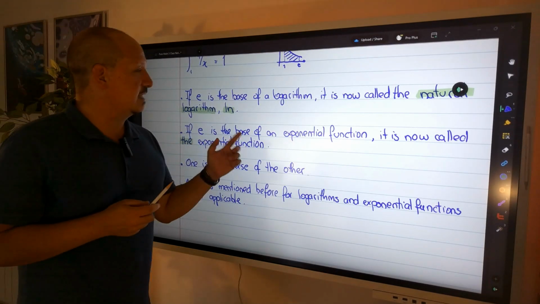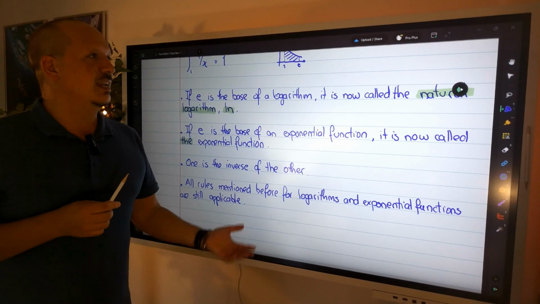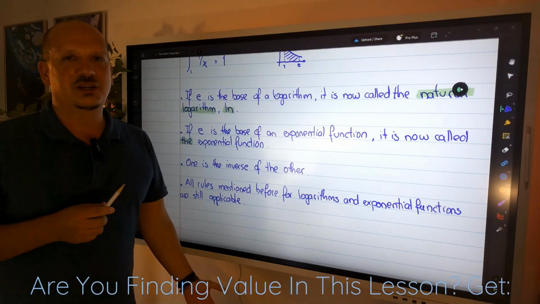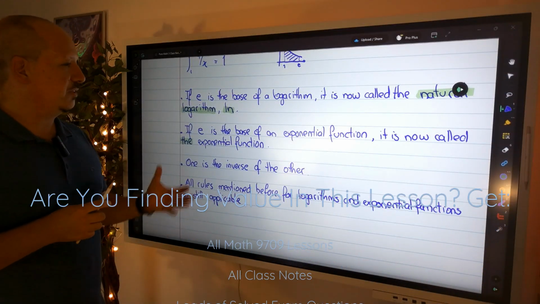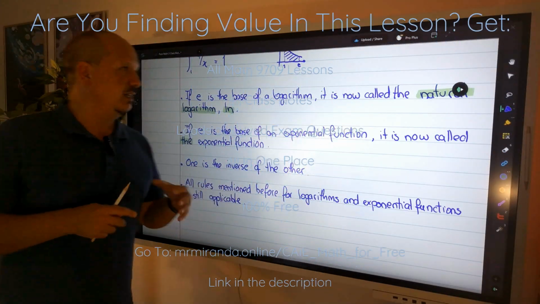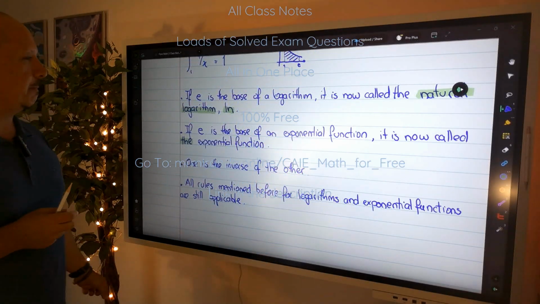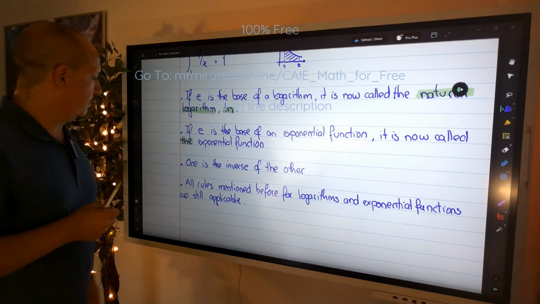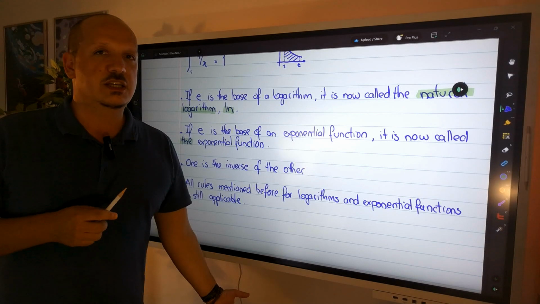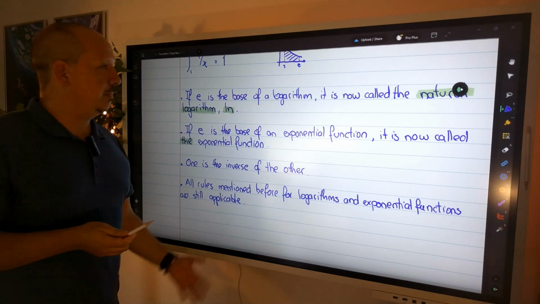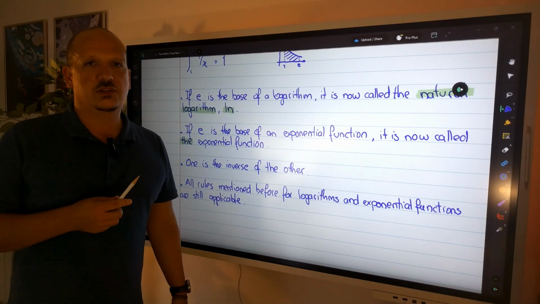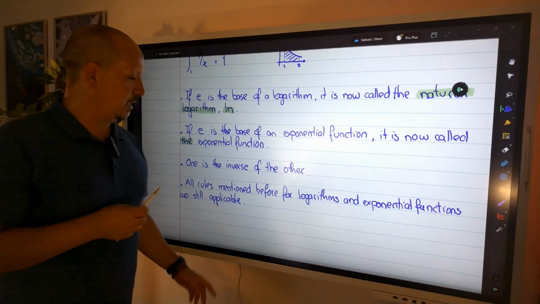If e, on the other hand, is the base of an exponential function, it doesn't have a special name. It is just called the exponential function. If a question just mentions the exponential function, you know that the base is e. It doesn't have any special fancy name. Again, one is the inverse of the other, and all the rules that I mentioned before apply the same way over here. So there's nothing more you need to know about the natural logarithm than what you already knew about any other base for logarithms or exponentials for that matter.